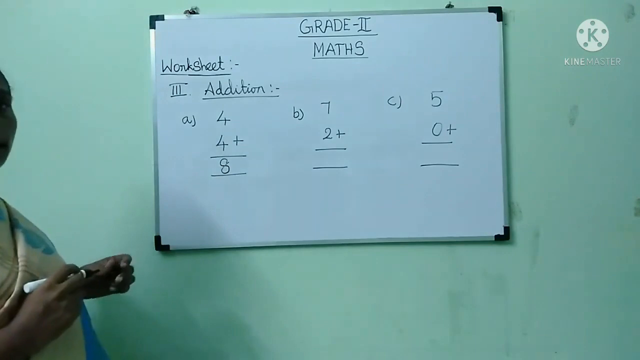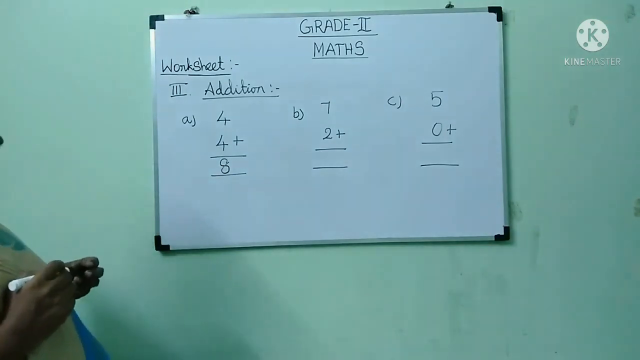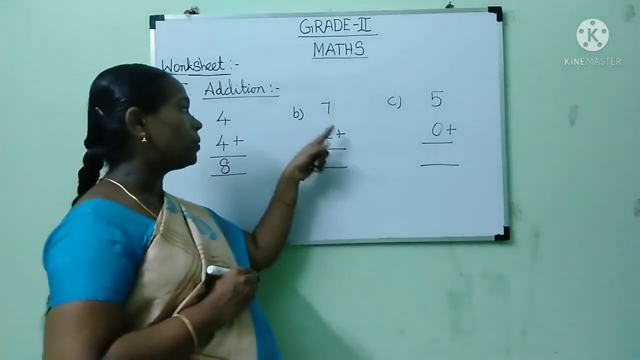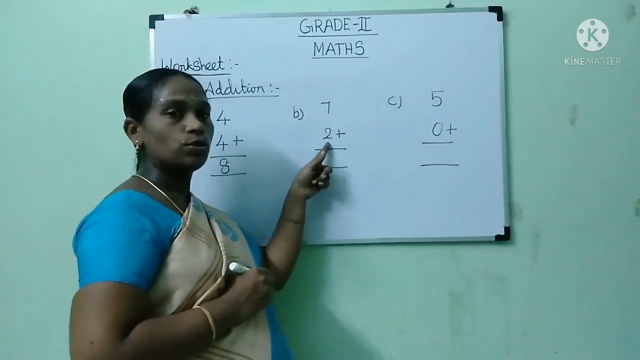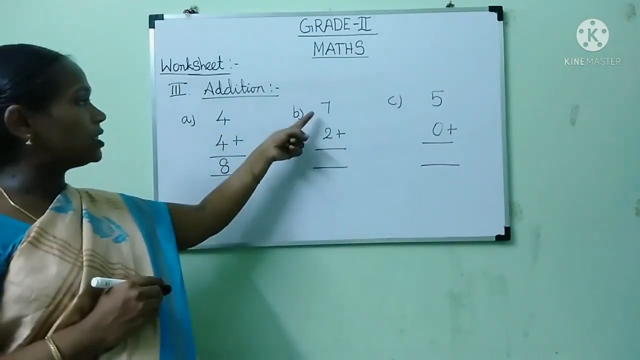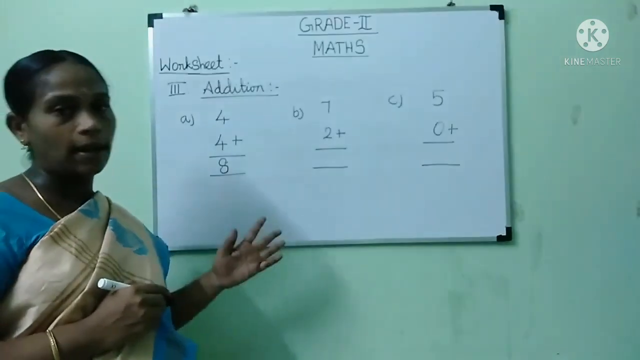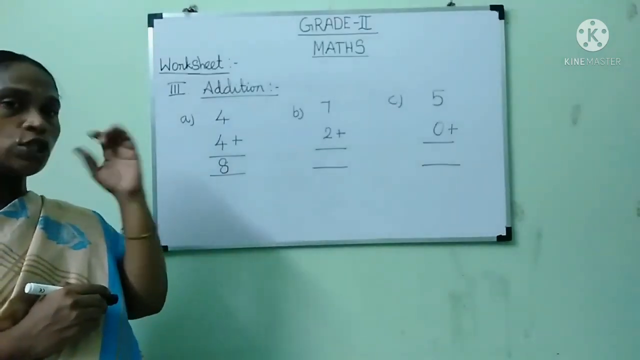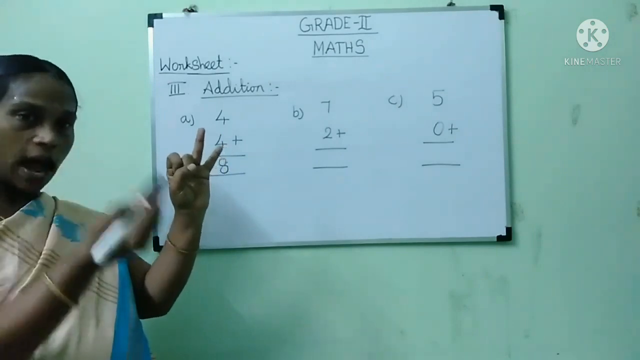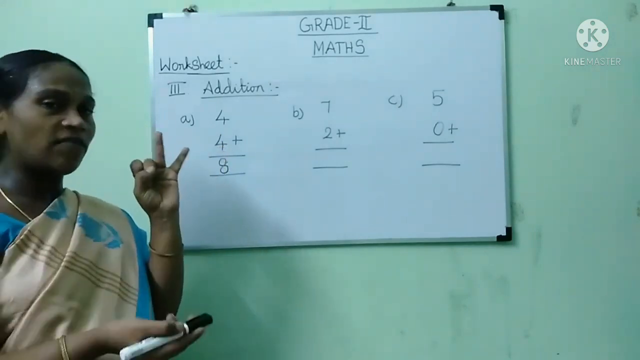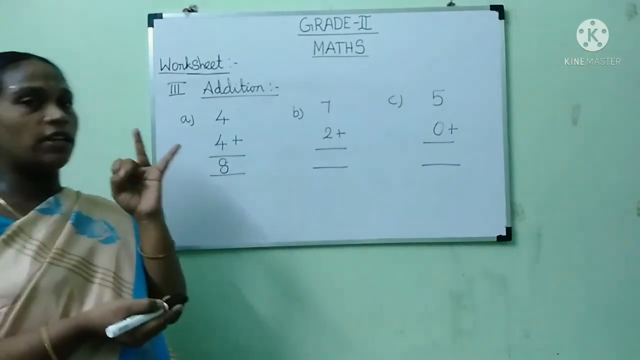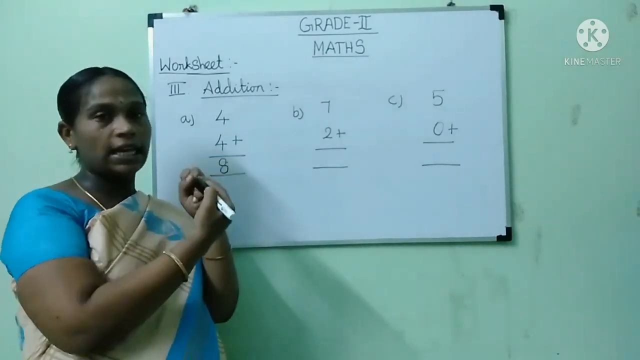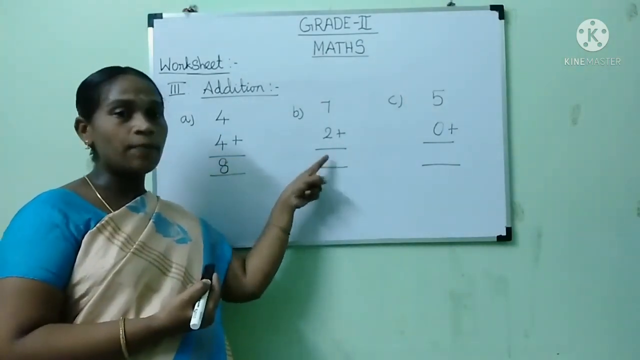Are you clear, children? Okay. The second sum, 7 plus 2. 7 is the first number, 2 is the second number. 7 in the mind, 2 in the finger. After 7, what will come? Yes, 8. After 7, 8, 9. So what will come as the answer? 9.